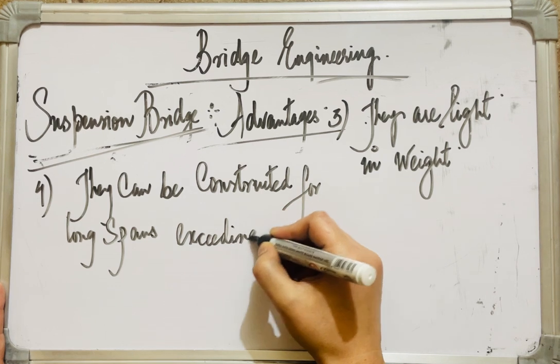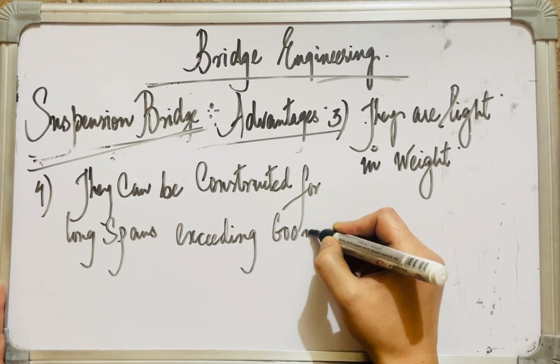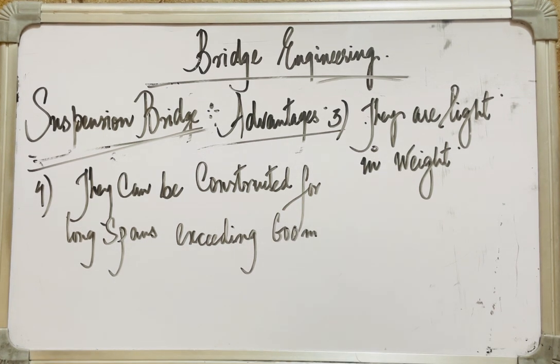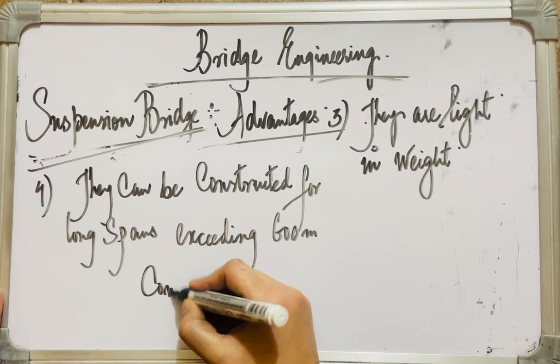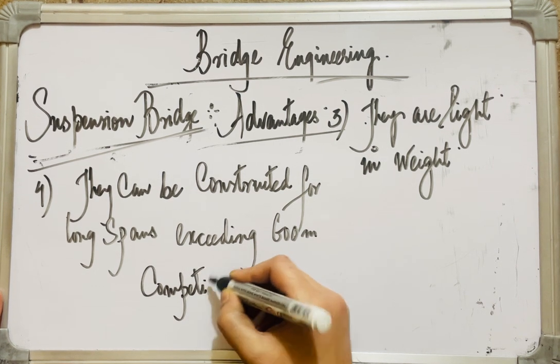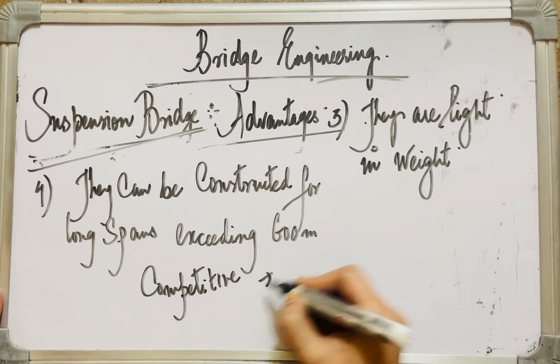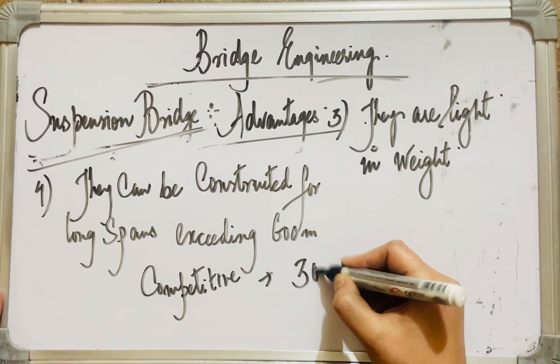Though from 900 meters onwards, we don't have any other choice. We have to just go for a suspension bridge. All right, so they can be constructed for long spans exceeding 600 meters and can be considered as competitive for spans up to, or down to, I may say, 300 meters.